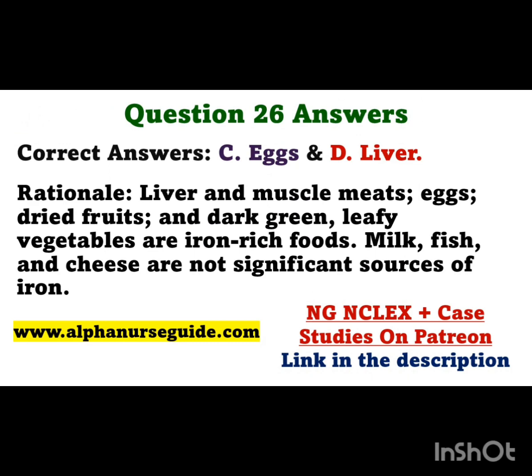The correct answers are C. Eggs and D. Liver. Rationale: liver and muscle meats, eggs, dried fruits, and dark green, leafy vegetables are iron-rich foods. Milk, fish, and cheese are not significant sources of iron.